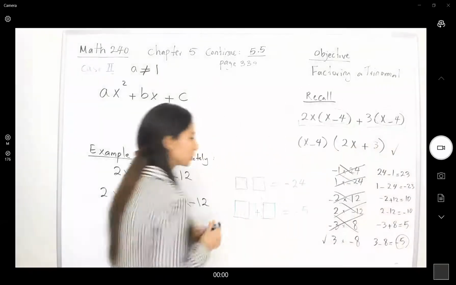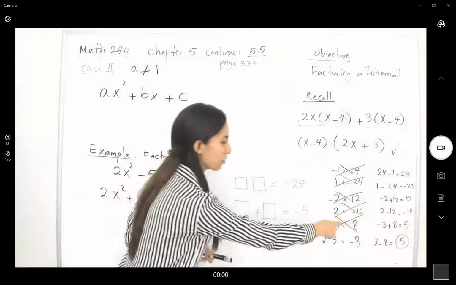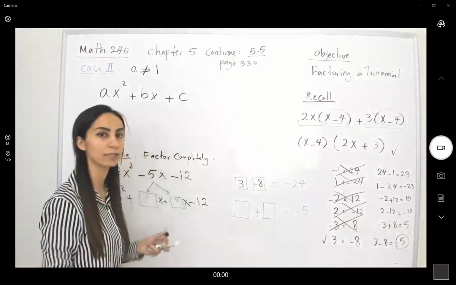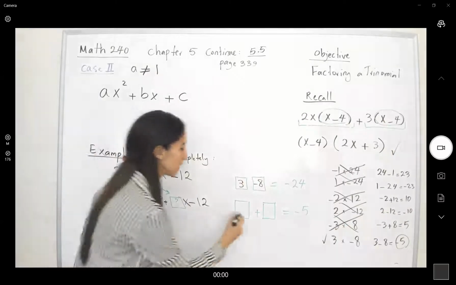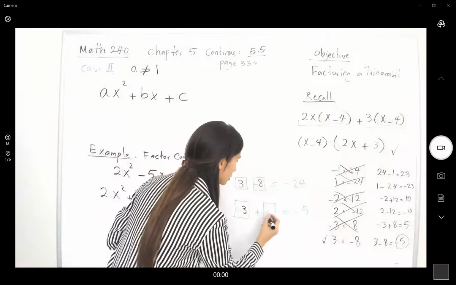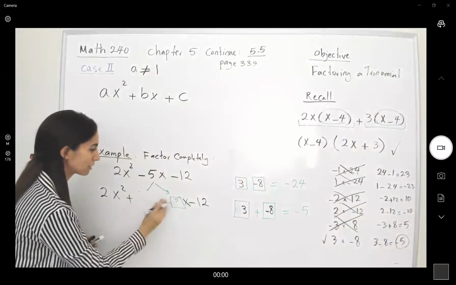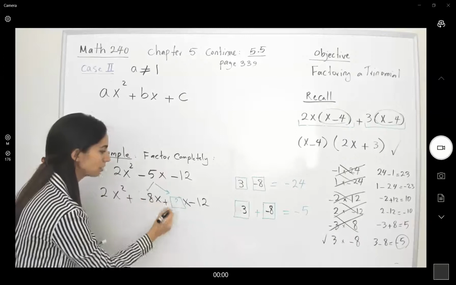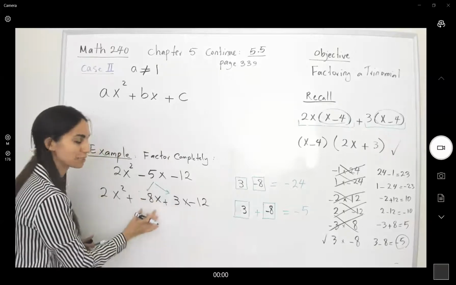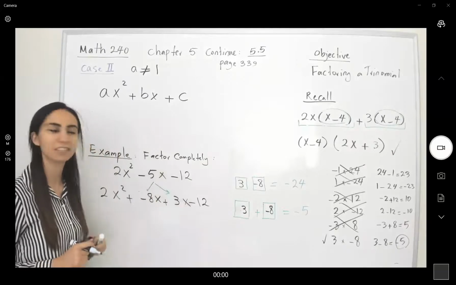So I created 2 linear terms. What are the numbers? 3 and negative 8, 3 times negative 8. Again, it doesn't matter if you write negative 3, 8 or 3, negative 8. You get the same exact factorization. So I have minus 8x plus 3x. The order is not important. You can write 3x first and negative 8x second, or you can write negative 8x plus 3x.